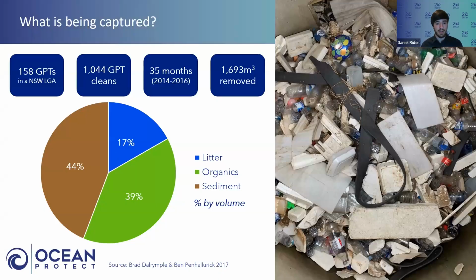Another study that was done over a 3-year period in 2014 to 2016 was looking at 158 GPTs in the New South Wales LGA, where over 1,000 GPT cleans were done and over 1,693 meters cubed of pollution was removed. And so this pie graph shows that breakdown of what that pollution looked like, where most of it was sediment at 44%. There was also a lot of organics, which was 39%, and there was 17% litter.